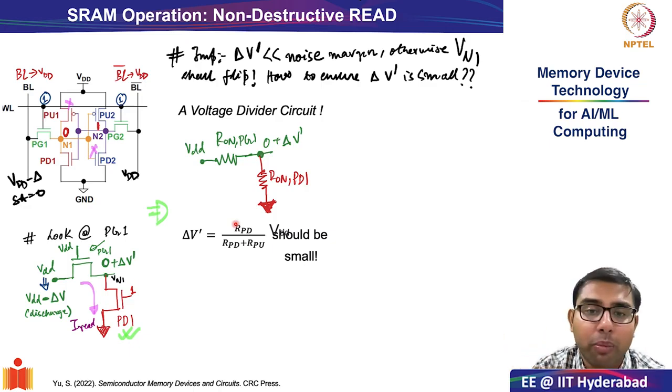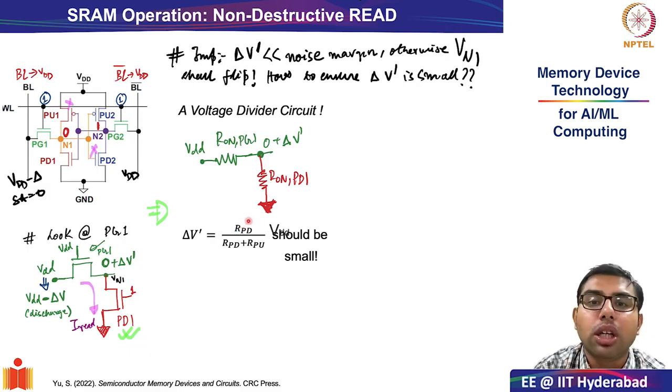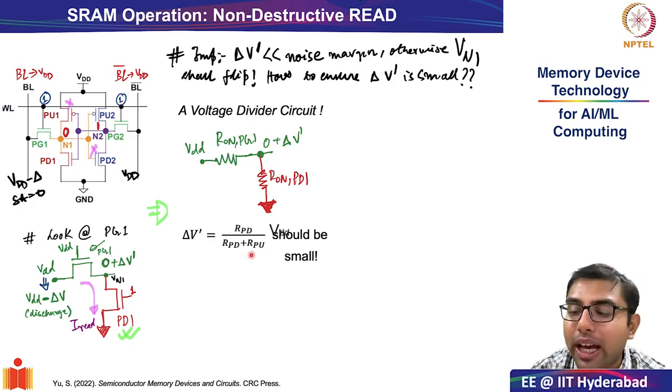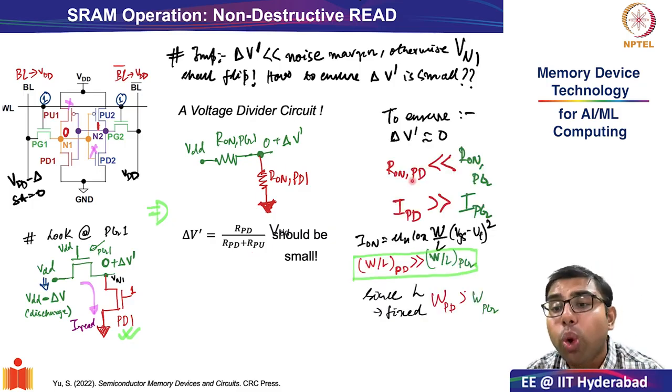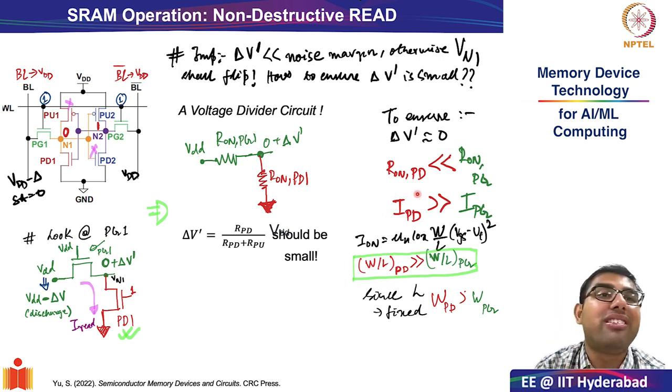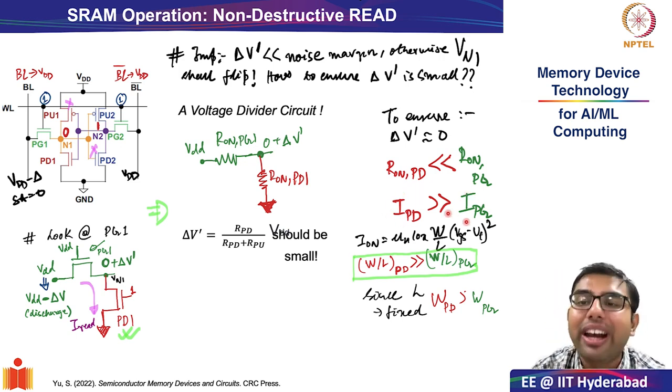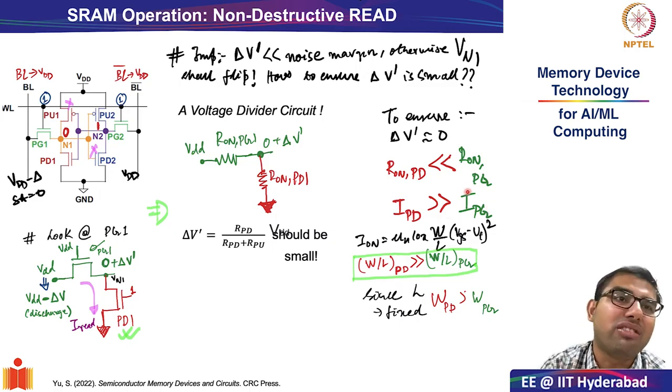You can analyze this in two ways. Either you look at the formula and say that the resistance of the pull down transistor should be much smaller. That means the strength should be much larger. So the resistance of the pull down transistor should be much smaller than that of the pass gate transistor. Then only the delta V dash will be small, right? The other way of looking at it is to see that the current or the drive strength of the pull down transistor should be much greater than the pass gate transistor.